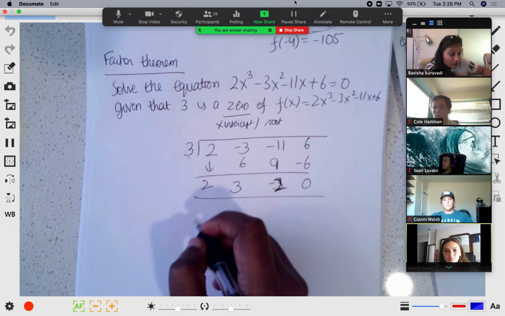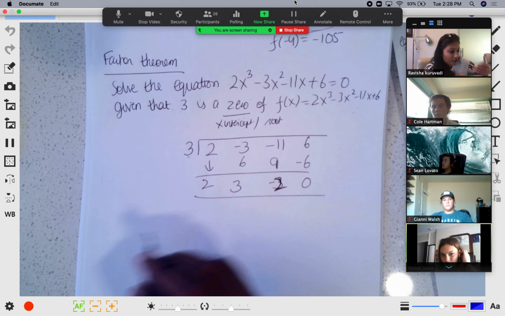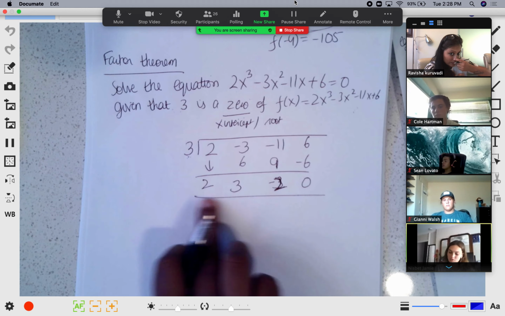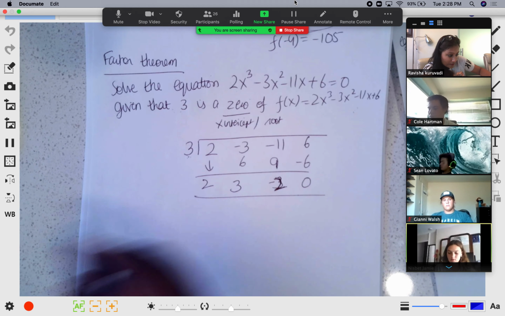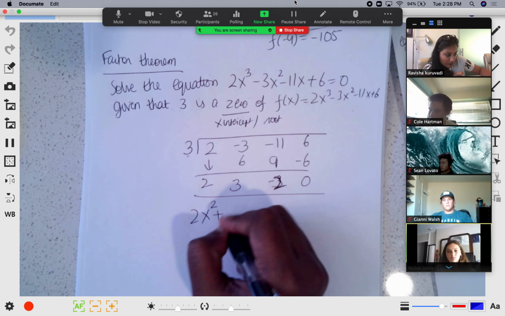Is it 0? Or that's the remainder. Yeah, that's the remainder. The quotient. So is it 2x squared plus 3x minus 2? Perfect.